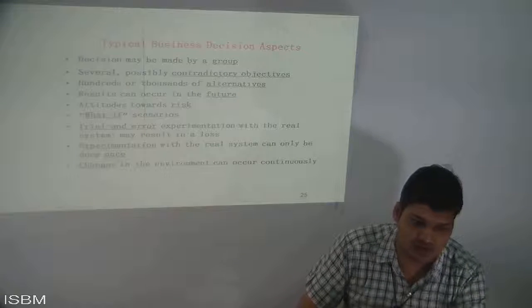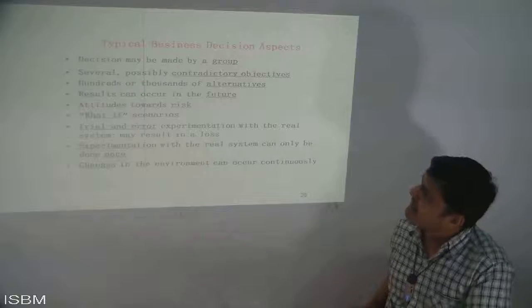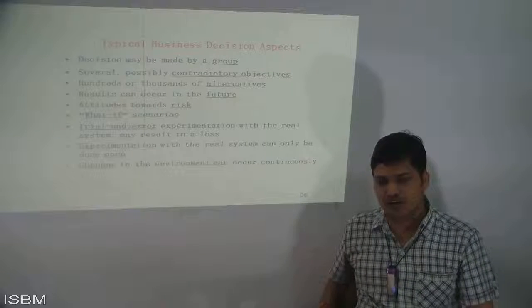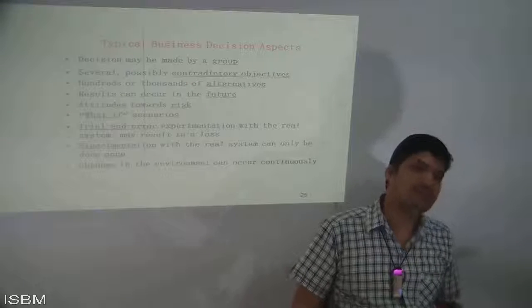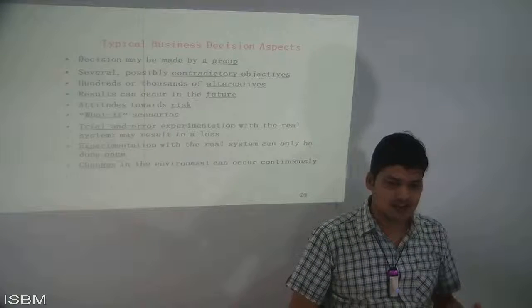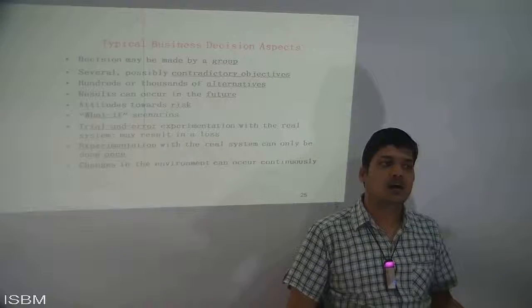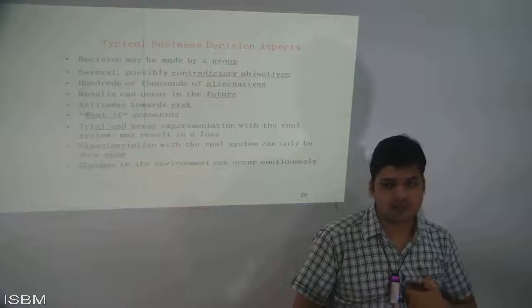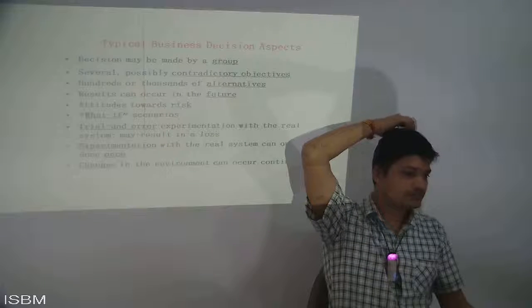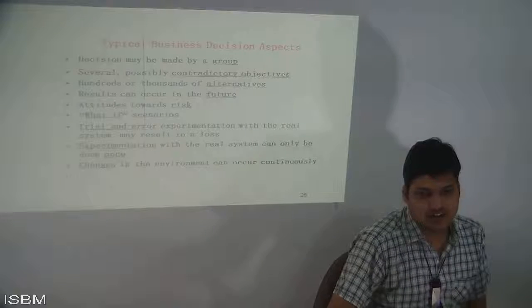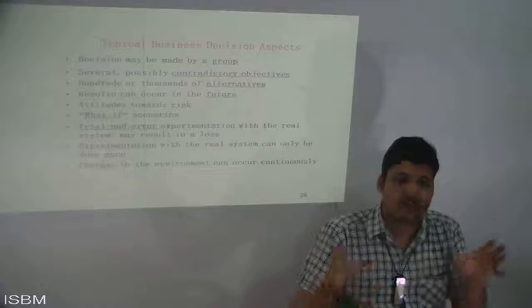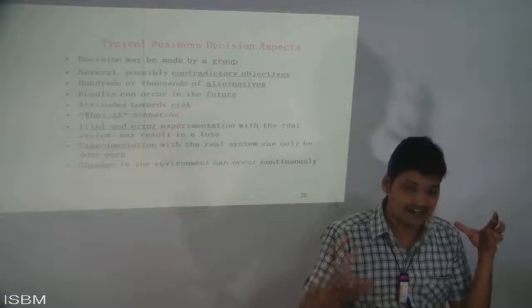So typical business decision aspects. What exactly are typical business decision aspects? A decision may be made by a group. When you are working in a group, suppose in a sales team, there are chances when you are launching a product. There is a group which discusses how we are going to advertise this product, at what time we are going to approach the market to launch it, how much profit we will get, what kind of public we are looking at, in which area we are going to approach, and how we are going to advertise. All these scenarios will come when you are taking the decision in a group, when you are launching any single product.